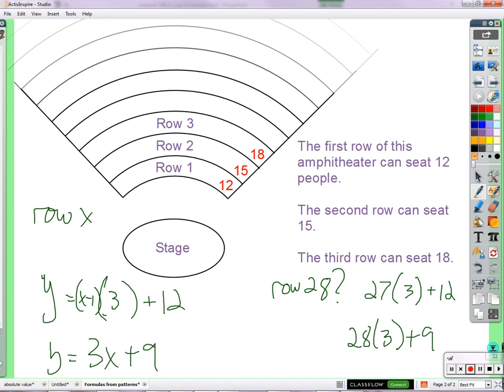Robert, you got a question? It's not a question, but it's another way to figure out how many people are in row 28. Okay, another way for row 28. Yeah, it would be different. Oh, yeah, so you do have a different way. So go ahead and explain that.